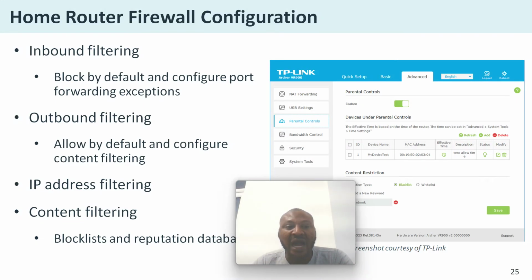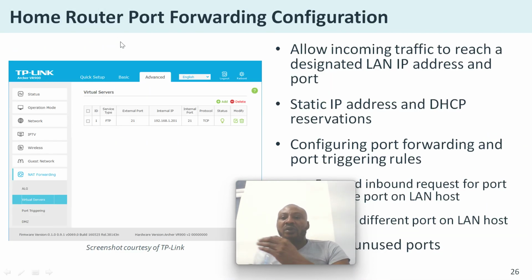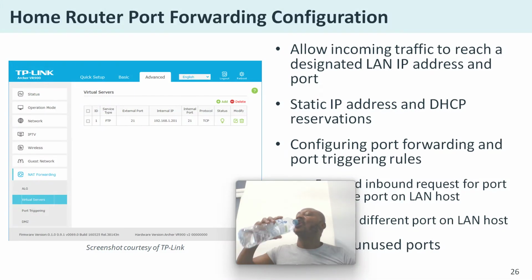They also have outbound filtering. Outbound traffic in your entire network that is going out, we call it outbound. IP address filtering, you can filter IP addresses like I explained. Content filtering, what to block and what not to block. Okay, so let's look at port forwarding.